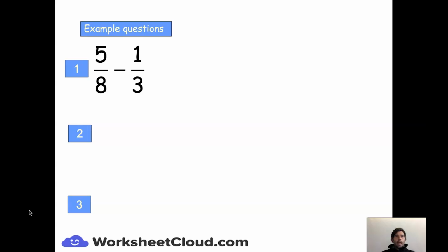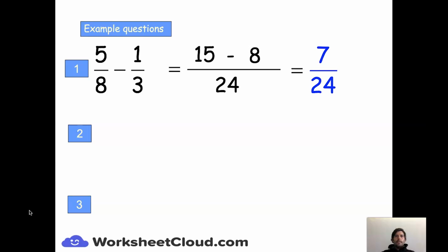Okay, guys, welcome back. So again, different denominators. If I write out the 3 and the 8 times table, I'll notice that 24 is the lowest common multiple. I know 5/8 needs to be multiplied by 3, so that's going to give me 15/24. I know that 1/3 needs to be multiplied by 8, so that's going to give me 8/24, and then 15 minus 8 is equal to 7/24. 7/24 is already in its simplest form, so no simplifying needed there.